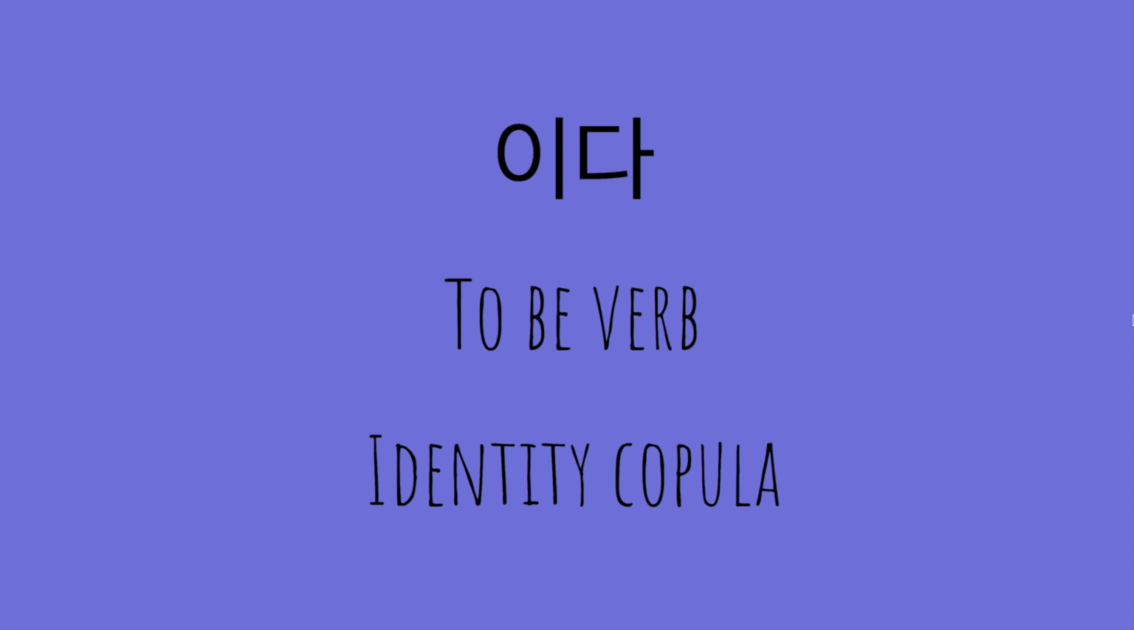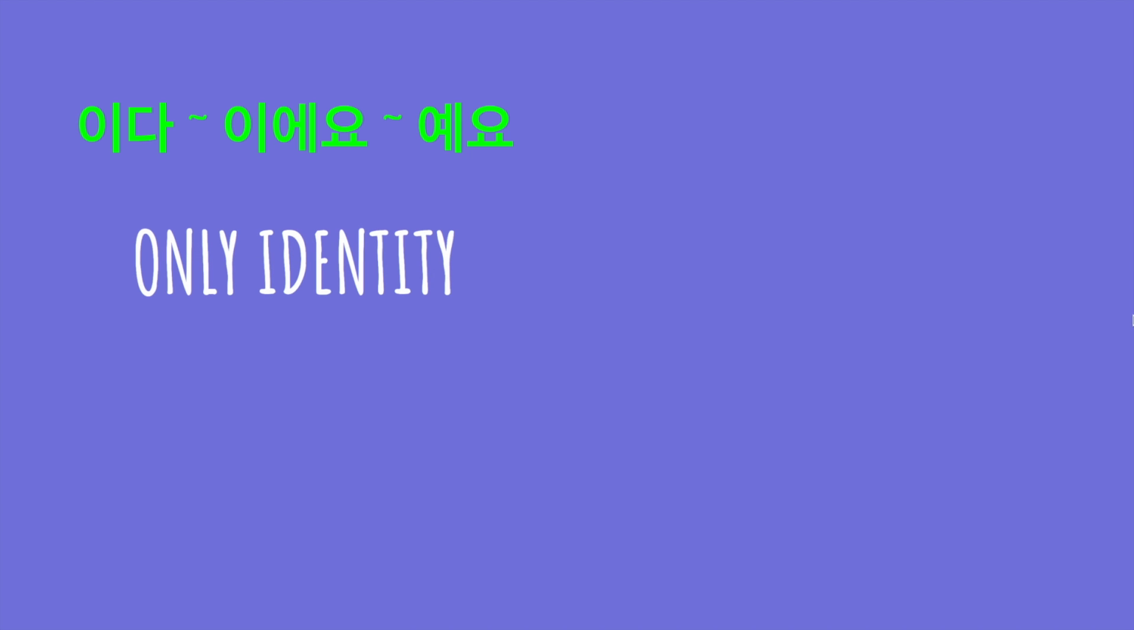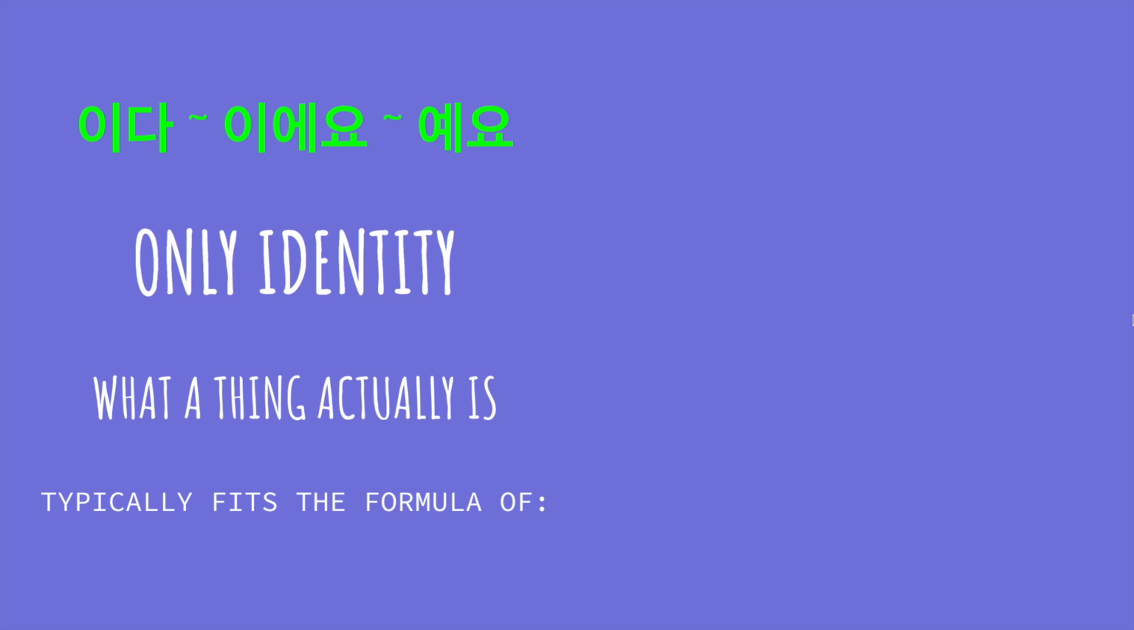Now, 있다. It's similar in English to the to be verb. However, in Korean, it is the identity copula. At the top, we have the verb stem and conjugation. And the only usage it can have is for identity. Identity is what a thing actually is. Typically it fits the formula of noun is a identity.